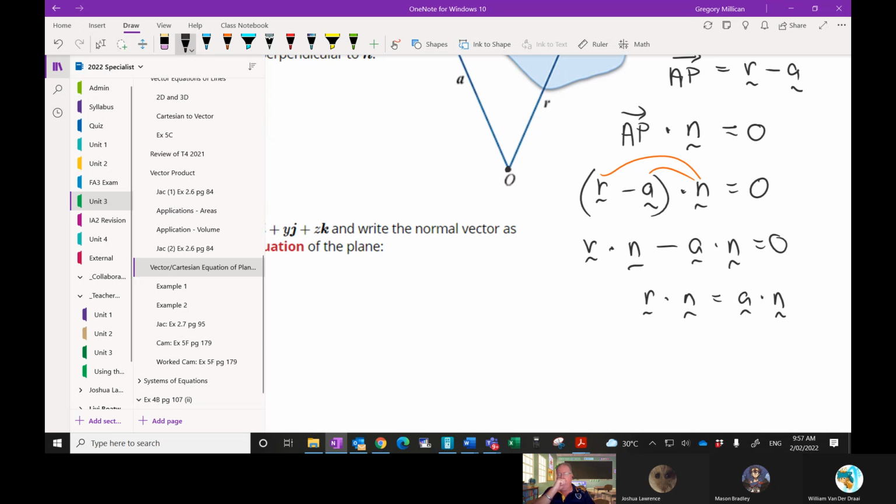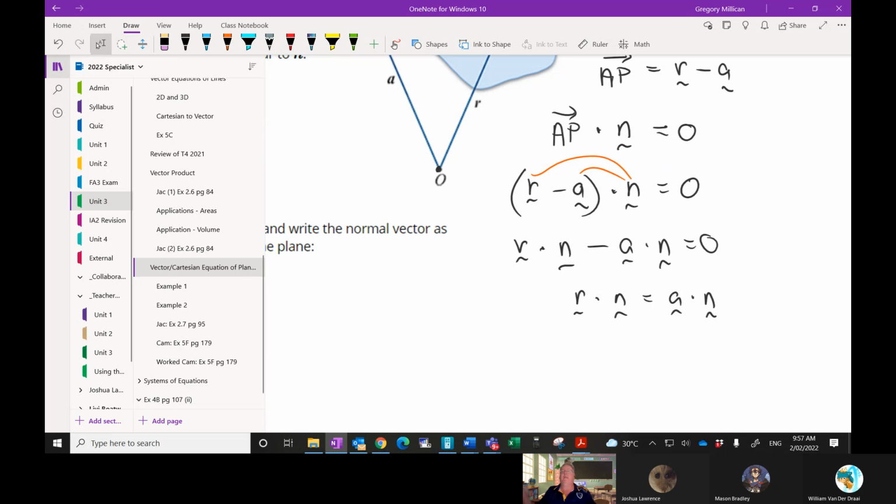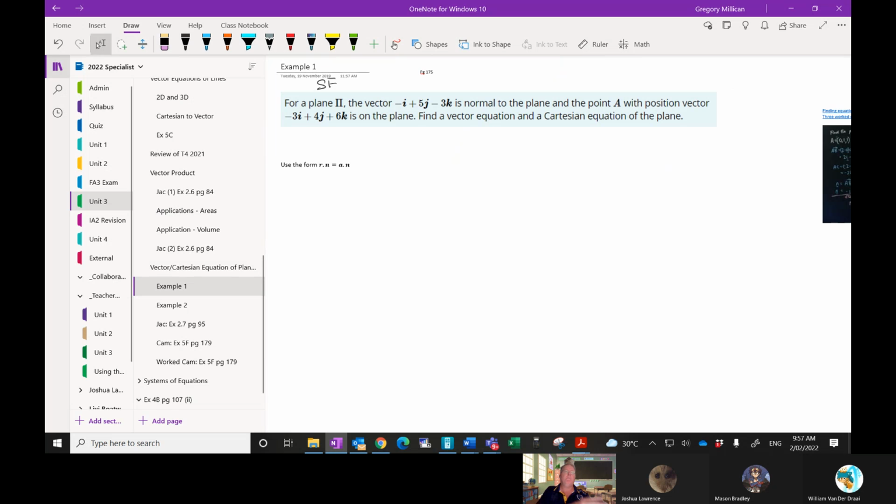Now what you have to remember is that r is x, y, and z. That's how we end up with our vector equation, so that's our vector equation of a plane. Before we go any further, let's look at how we use that. What does it mean? Let's have a look at a quick example, and then we're going to come back and see how we convert that to Cartesian form.